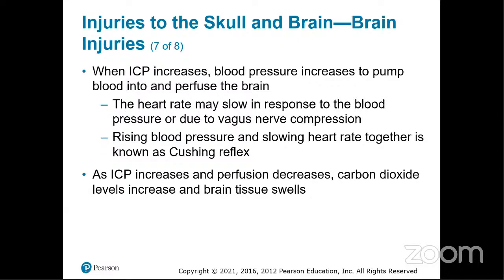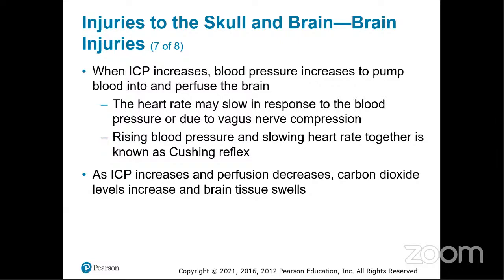I don't know if you'll see that necessarily on the basic, but we focus a lot on that when we do the advanced. You don't want to see those things start to come together, or excuse me, get farther apart. So we don't want to see the blood pressure rising and the heart rate slowing and slowing and slowing. It's called the Cushing's reflex.